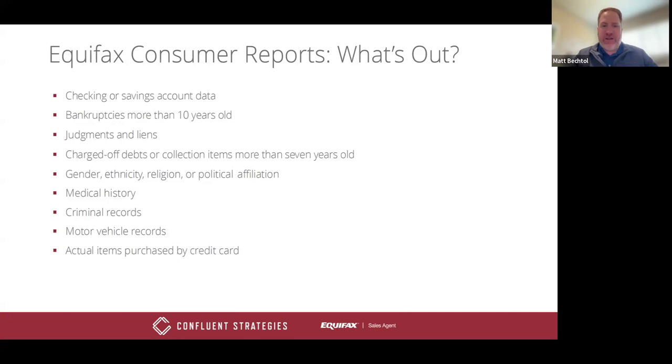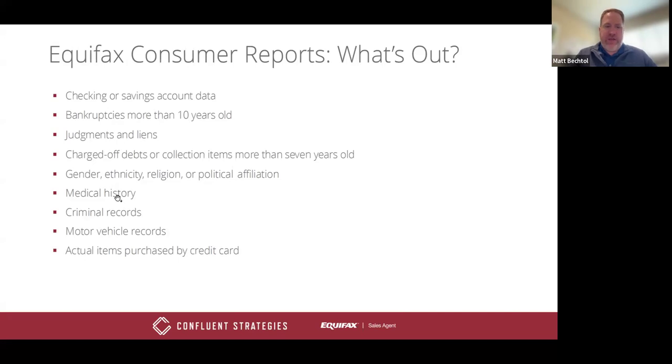Any charged off debts or collection items more than 7 years old, as you may remember from a previous segment, any derogatory or delinquency really typically has that 7 year timer from the time it occurs to when it falls off the report. Again, with the exception of most bankruptcies. Generally speaking, any charged off collection or other delinquencies are going to fall off after 7 years from the date of occurrence. Any demographic information such as gender, ethnicity, religion, political affiliation, none of that's being captured. None of that's included in a consumer report or a credit report.